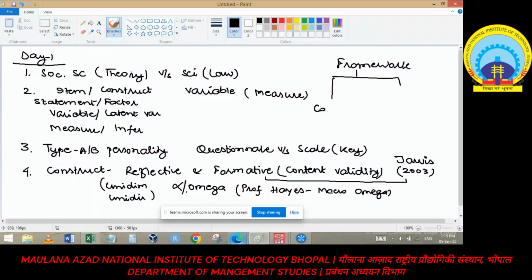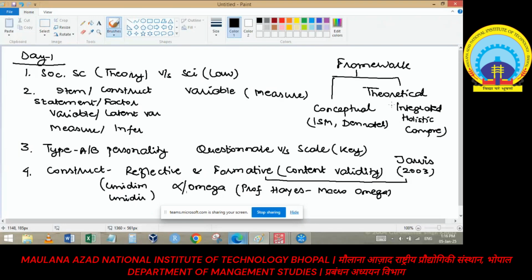So one is the conceptual framework. When no review of literature is available, we generally use ISM or maybe DEMATEL. That's a starting point. These are MCDM techniques. Or there is what we call the theoretical framework. We saw one example of the theoretical framework where the words integrated, holistic, comprehensive are mentioned. Conceptual, we haven't discussed. For theoretical, I shared one paper with you yesterday about the Bitcoin currency, where they used 4 theories to make one integrated model. So this is something we discussed on day 1.